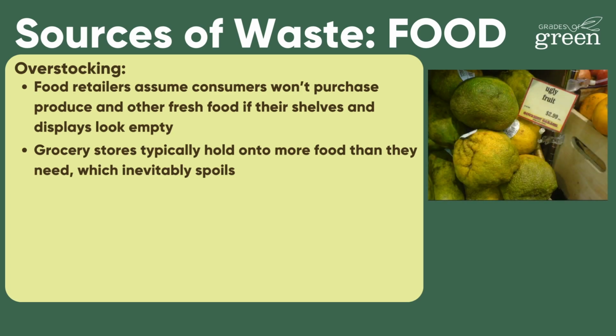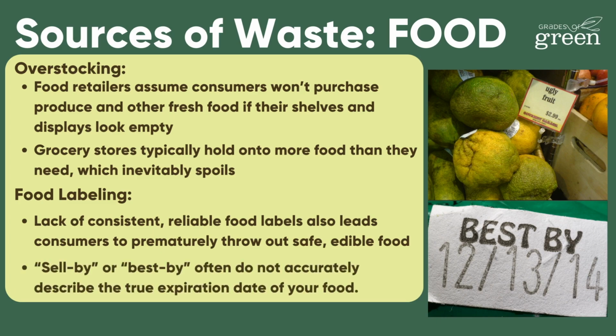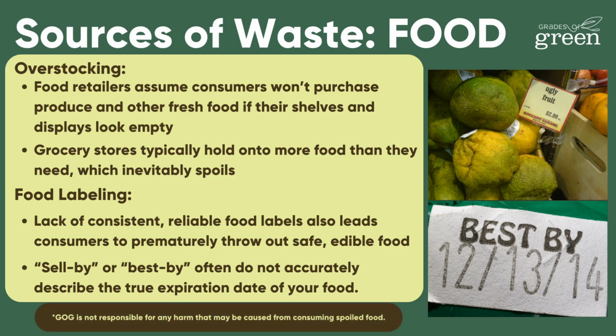For similar reasons, when fresh food looks imperfect or ugly, agricultural manufacturers and grocery stores are inclined to throw out that perfectly edible food. Additionally, the lack of consistent, reliable food labels also leads consumers to prematurely throw out safe, edible food. Food labels can be confusing. Many presume that when the sell-by or best-by date has passed, food needs to be thrown out. However, these often do not accurately describe the true expiration date of your food, so use your best judgment. If it smells fine and looks fine, it should be safe to eat.